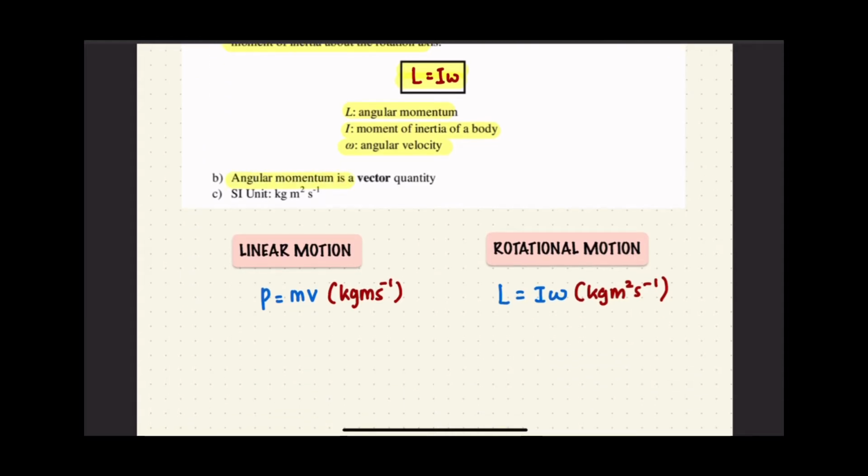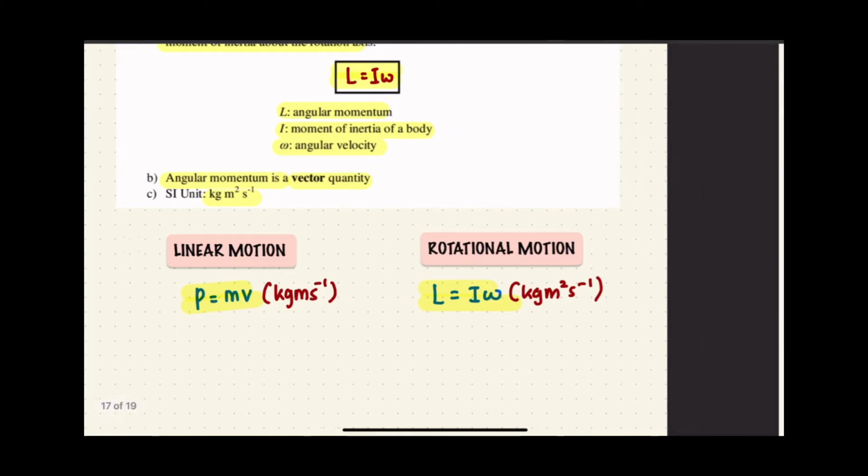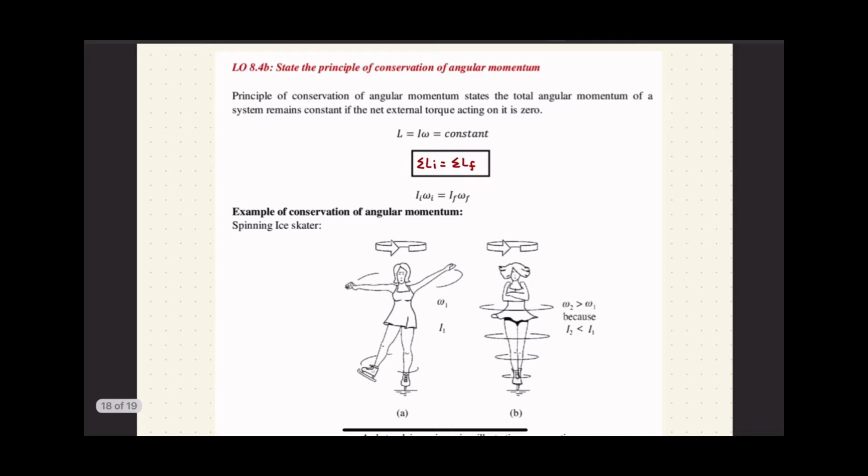So, angular momentum is a vector quantity. Unit SI-nya lah kg m² s⁻¹. Dia adalah analogi kepada momentum yang awak belajar, P sama dengan mv tu. Masih ingat? Kalau rotational motion, kita panggil L sama dengan I omega, di mana mass sama dengan I, V sama dengan omega. Alright, so state the principle of conservation of angular momentum.